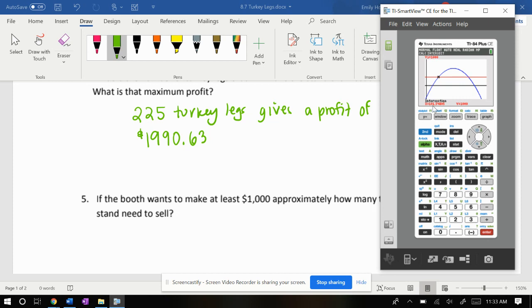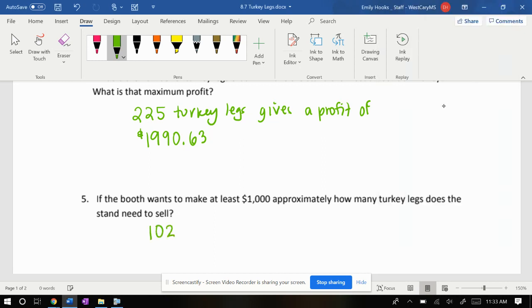So we're going to have to kind of round that because we can't sell part of a turkey leg. So let's go ahead and just say 102. So 102 makes, and we'll say about $1,000. And then we have another one.